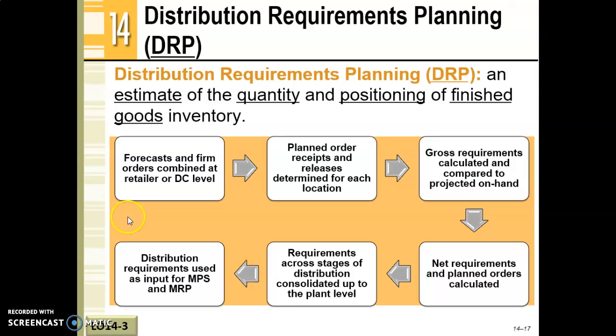So here's our flow chart. Forecasts and orders that we receive from retailers or distribution centers lead to planned order receipts and releases that we need for each location. That helps us determine our gross requirements compared to what we actually have in finished goods inventory. And that leads us to our net requirements for planned orders, which leads us to requirements across the different stages of distribution, which leads us to distribution requirements that are an input for the master production schedule and the materials requirements plan.